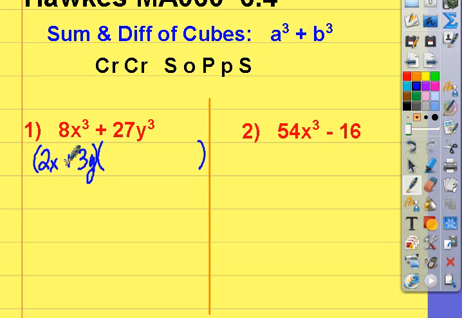The SOPs, we always refer back to that binomial. So this first S in SOPs means square the term. So I'm going to take my 2x and I'm going to square it. That gives me a 4x squared. This little O means opposite sign. So it was a plus, now it's a minus.